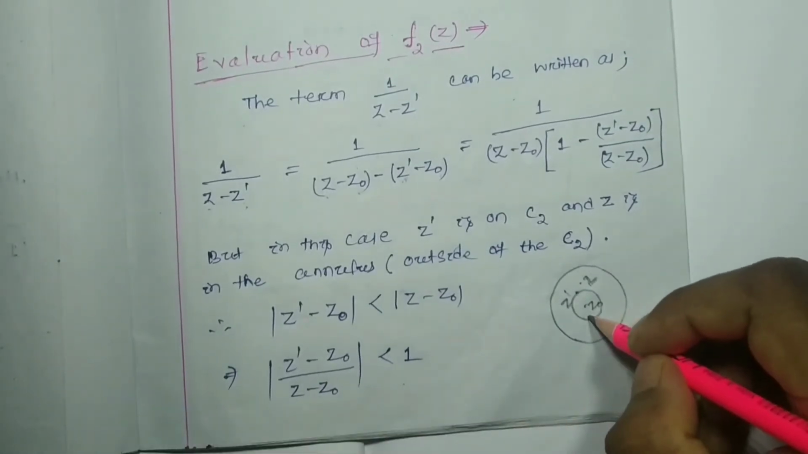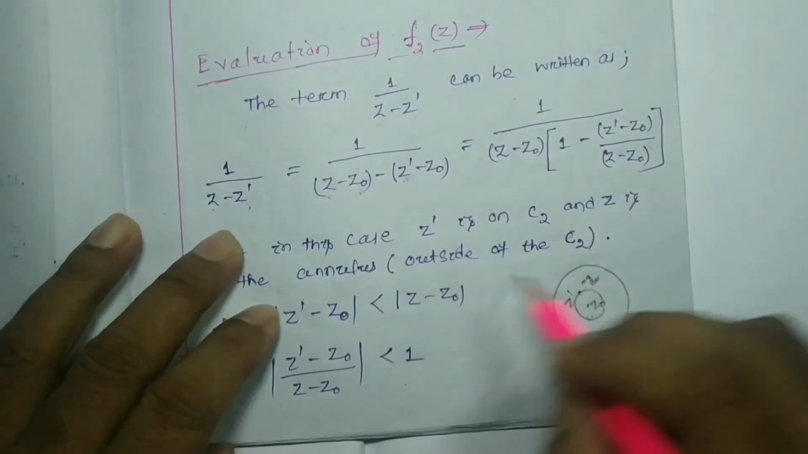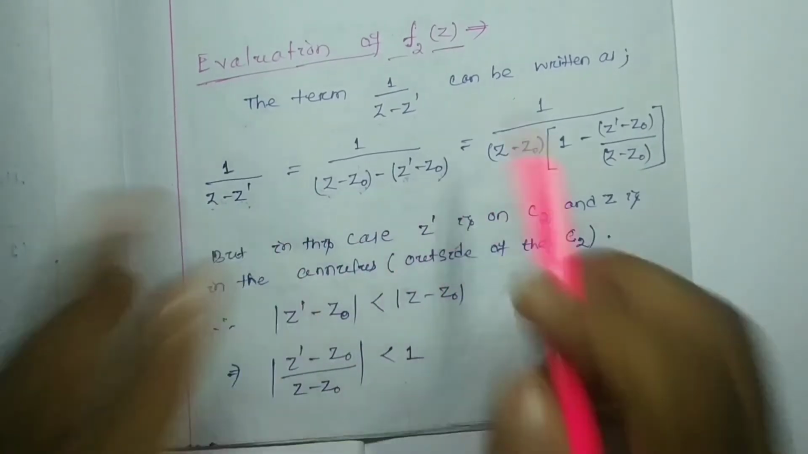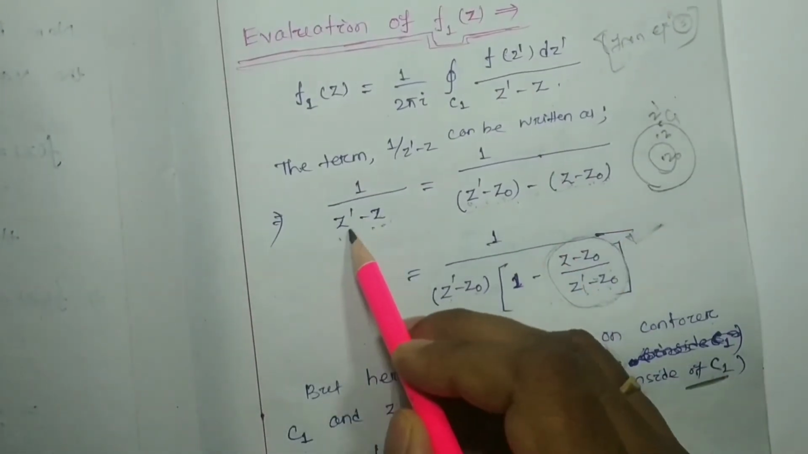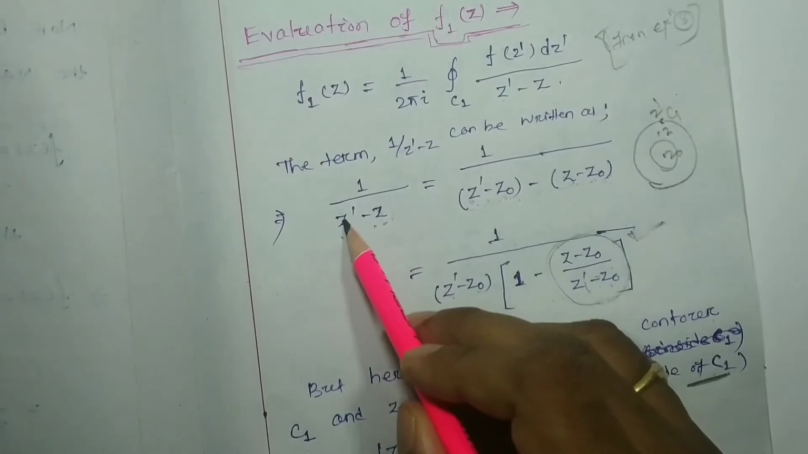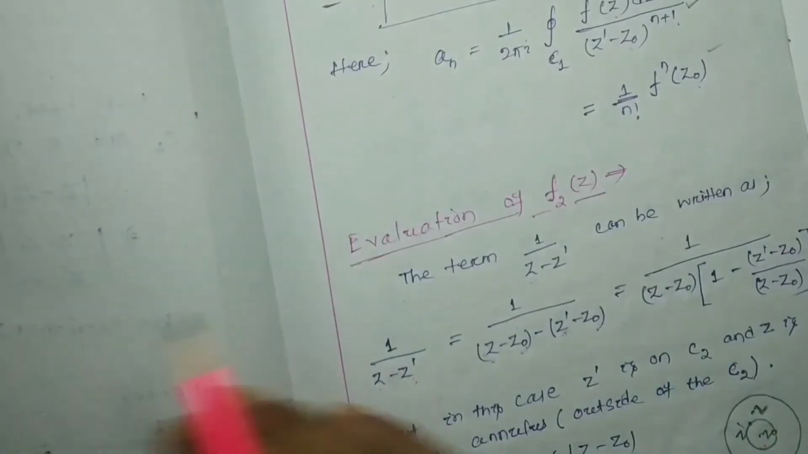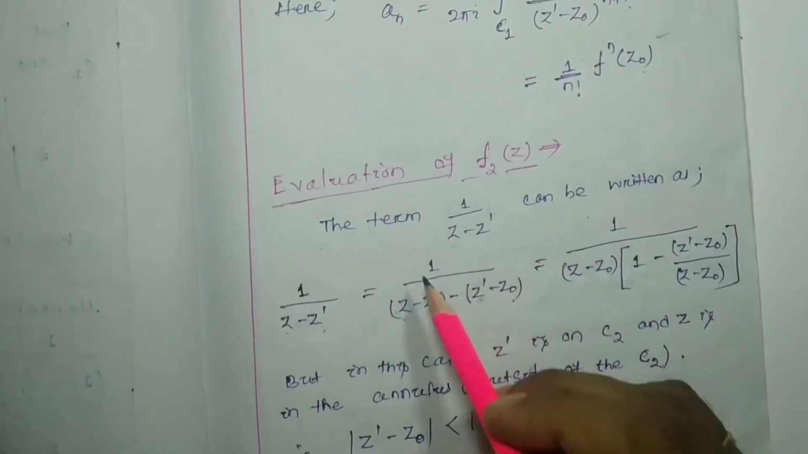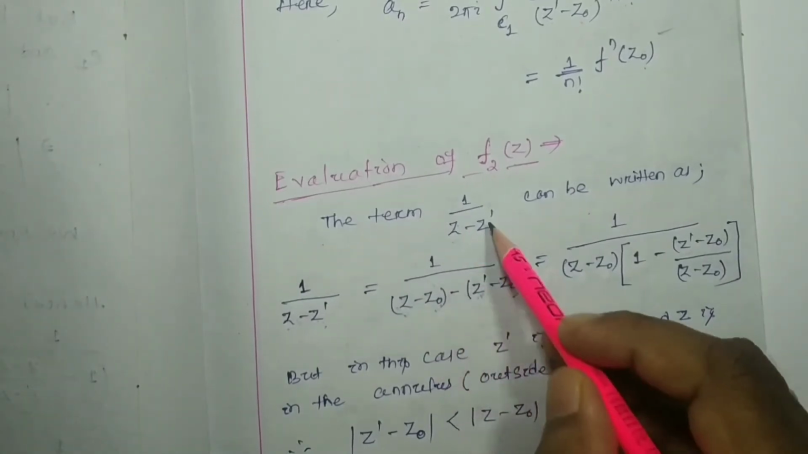For this case, 1 by z minus z0 will be considered as z minus z0. The minus is already here, z dash minus z0. So simply remember that for evaluation of f1, we subtracted z0 from this and z0 from this: z dash minus z0, minus z minus z0. Now for evaluation of f2(z), where 1 by z minus z dash is there, we have to subtract z minus z0 minus z dash minus z0.